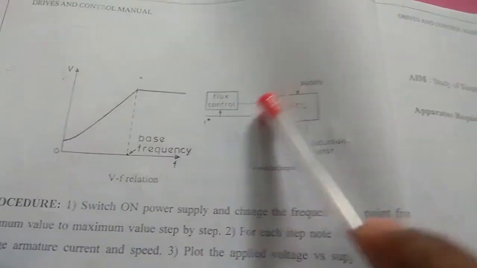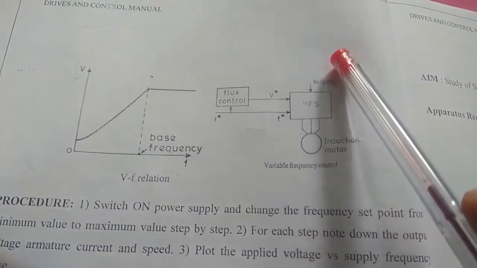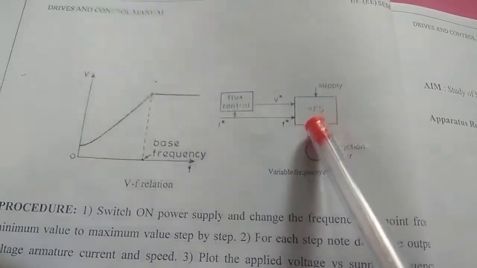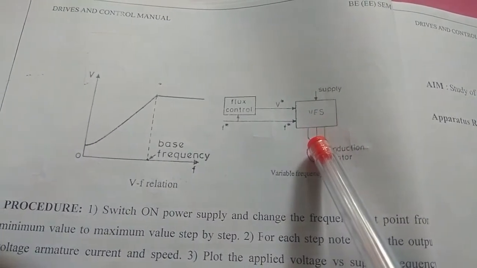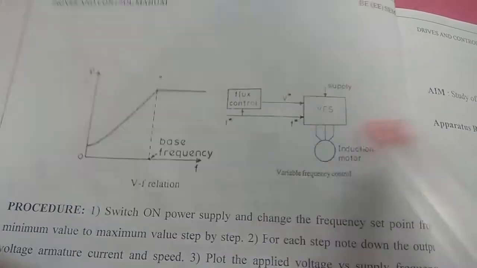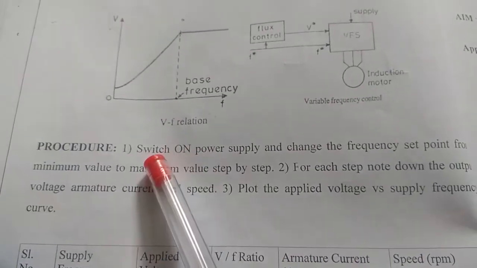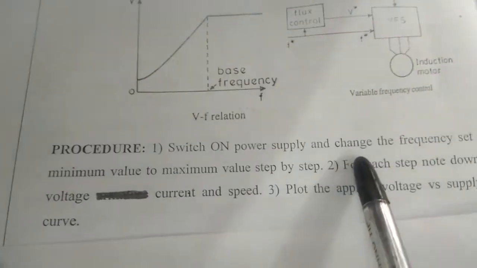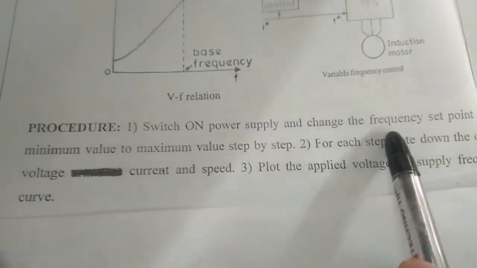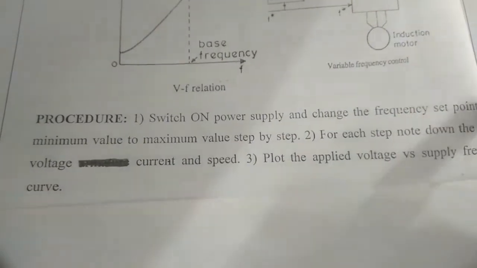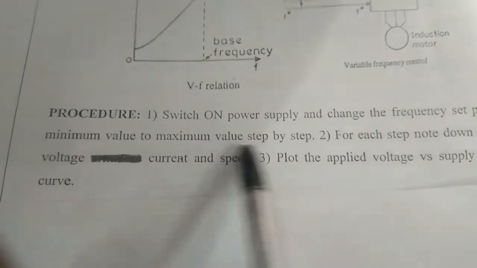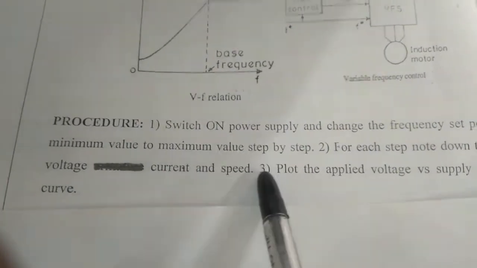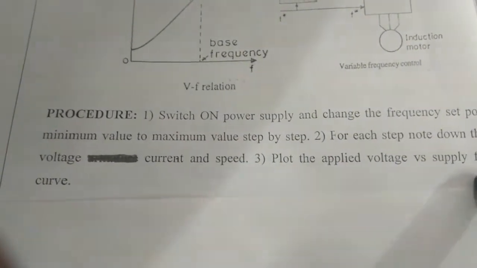We will do the connection as per the circuit diagram. We will give the three-phase supply to this VF drive, the variable frequency drive, and from this we will give the supply to the induction motor. Procedure: we will switch on the power supply and change the frequency from minimum value to maximum value step by step, and for each step we will note down the voltage, current and speed, and then we will plot the graph.